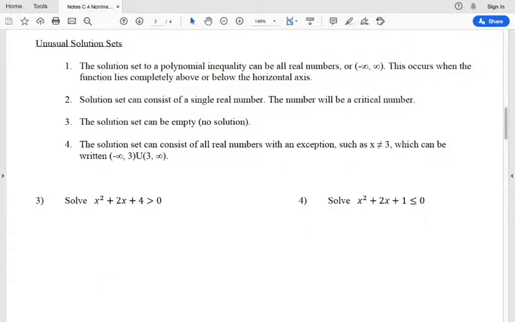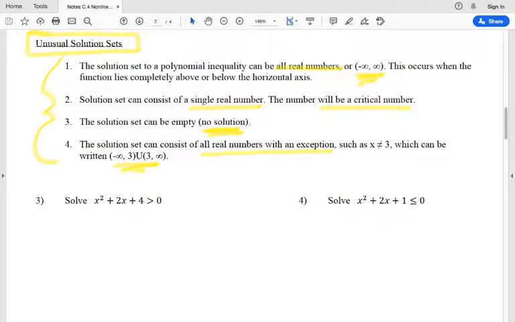Okay, now we're going to talk about some unusual solution sets, and we've got 4 examples of those. We've got the solution set where you end up with all real numbers, or we would probably say it as negative infinity to infinity. You've got the solution set where you end up with just a single real number, and that number will be one of the critical numbers or the only critical number. And then you've got the solution set where you have no solution, and then you've got it where it's all real numbers with the exception of just one.